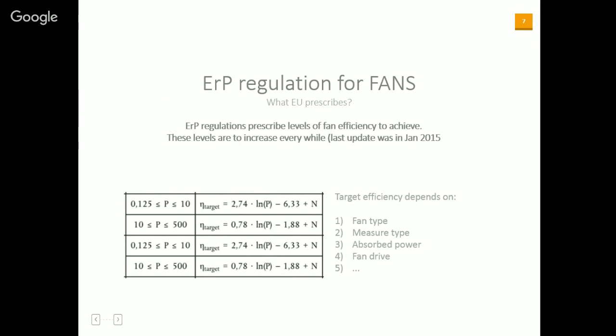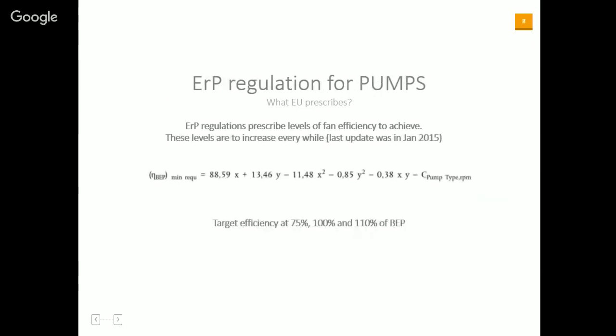Another important parameter in order to calculate this target efficiency is the absorbed power. We can see there are several formulas, each of which depends on the absorbed power of the fan. And obviously, there are also coefficients to take into account the fan drive typology, such as direct drive or belt drive fans.